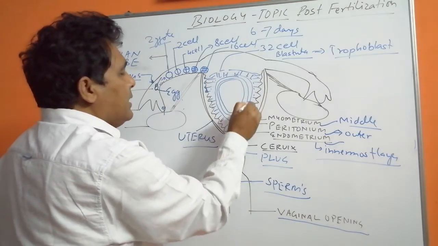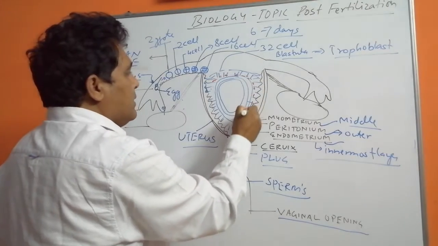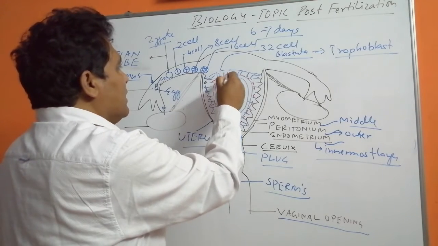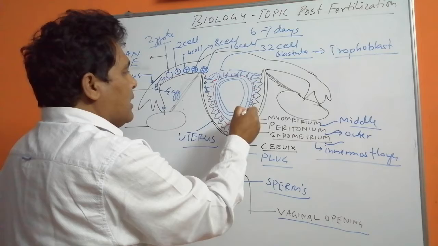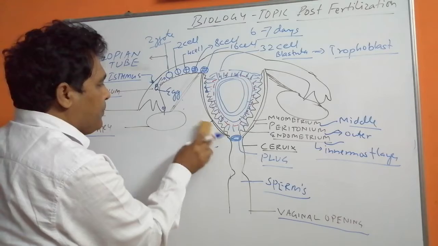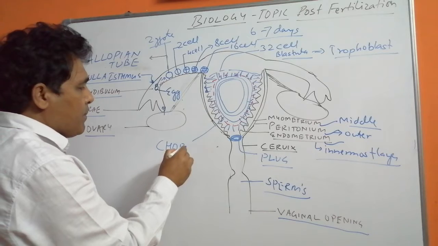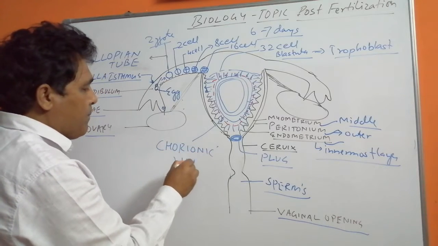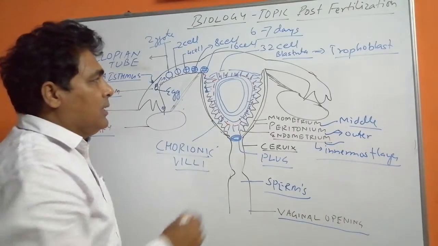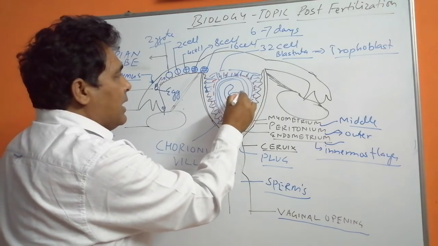There is blood here. Blood is there. And as you are seeing, these are the villi, and these are the various layers. These are the chorionic villi. They absorb the nutrients from the blood of the mother and they provide it to the growing fetus. Now this is the umbilical cord.